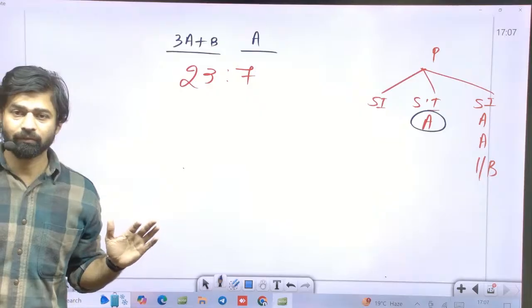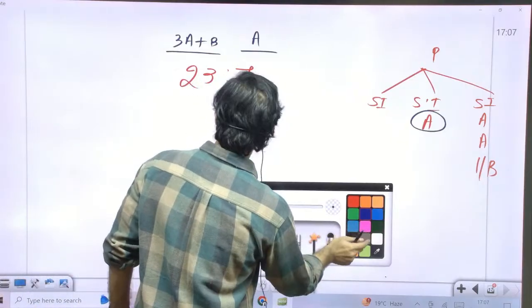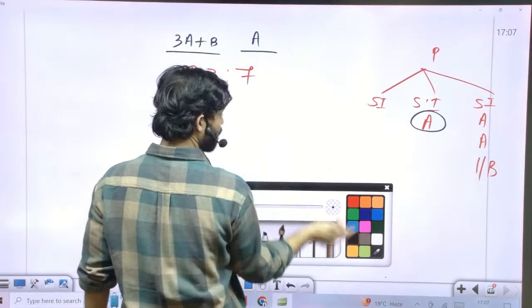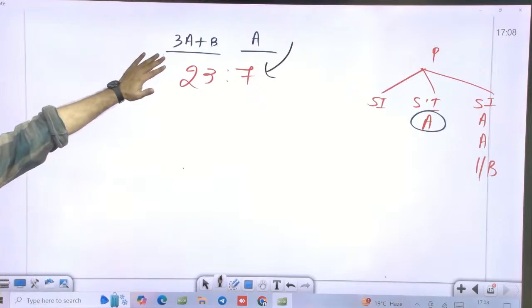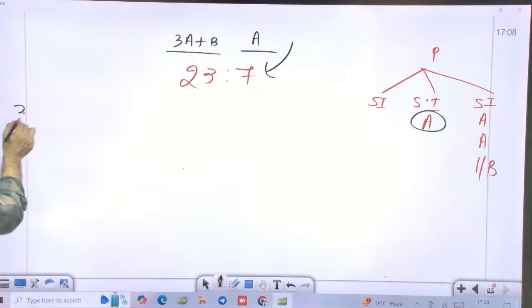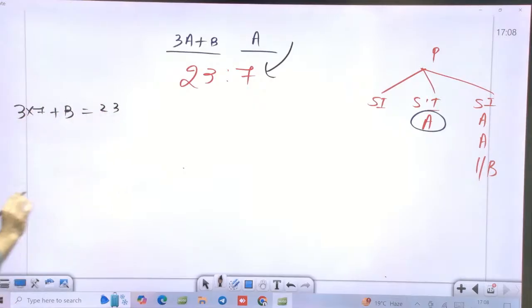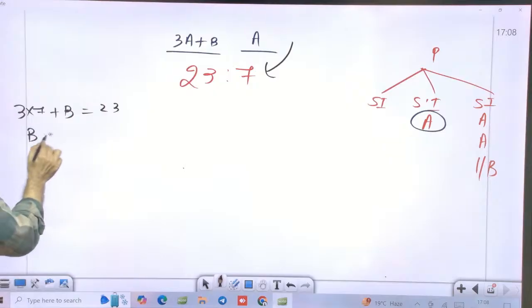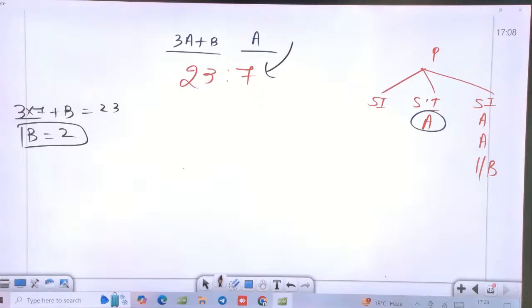Got it or not? Look at the board, please. So the value of A is, we have to find it out. So the value of A is 7. If we put that value in this 3A plus B, we must get that 23. Okay, so 3 into 7 plus B equals 23. So B is what? This is 21. So B is 2.